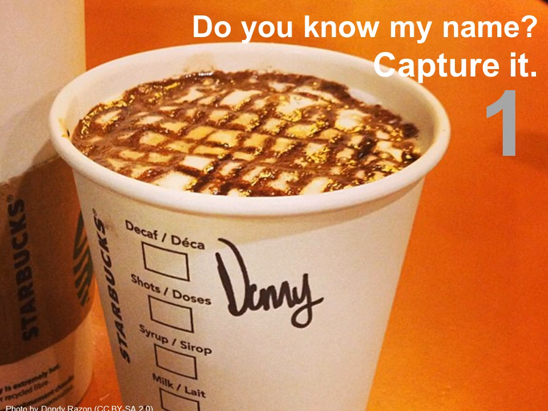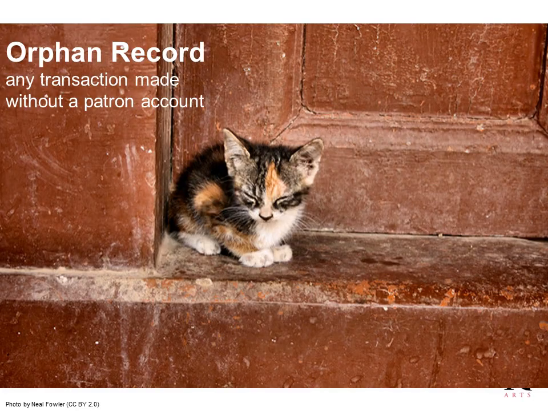First, capturing data. Data capture is the regular practice of collecting patron contact information with every transaction at the point of sale. We can't build a relationship with a patron if we don't know who they are and we don't know what they're doing. And we have a name for these patrons who we don't know how to contact. We call them Orphan Records. What we're trying to prevent is a database full of orphan records.